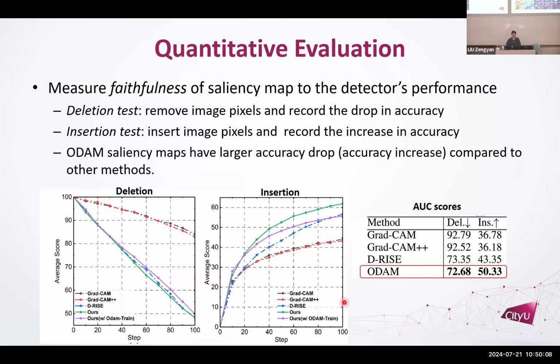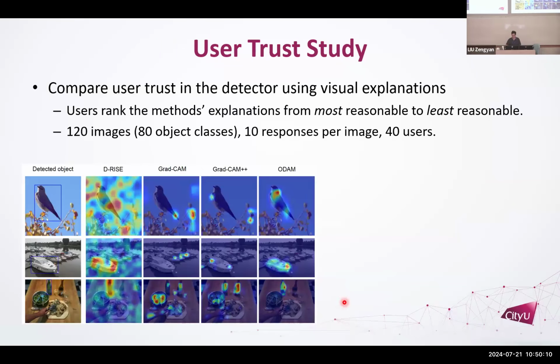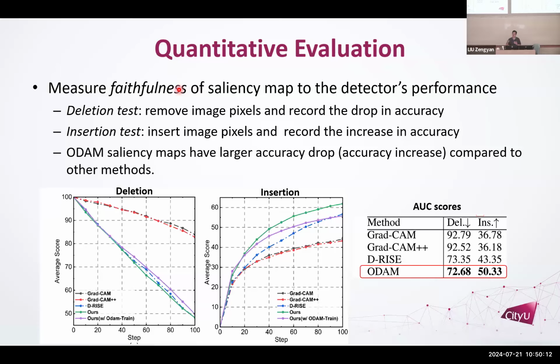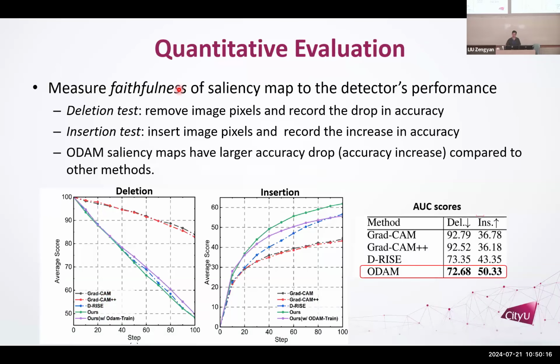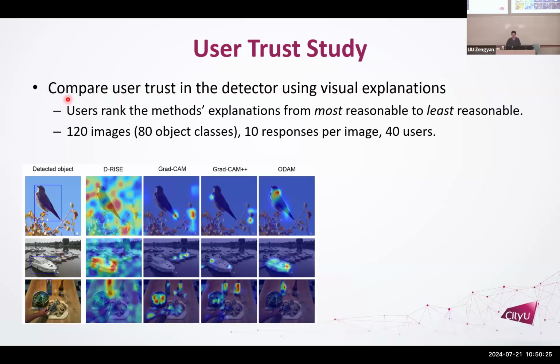More interesting is we got interested in whether this model, which is better, is actually useful for humans. So we started to do some user studies about how this model actually behaves in real performance with users. We use a user trust study, and the users had to rank the methods according to most reasonable and least reasonable. They were given 120 images, and we got 40 users, 10 responses per image. These are some examples.